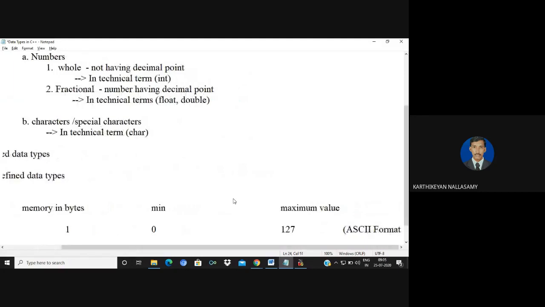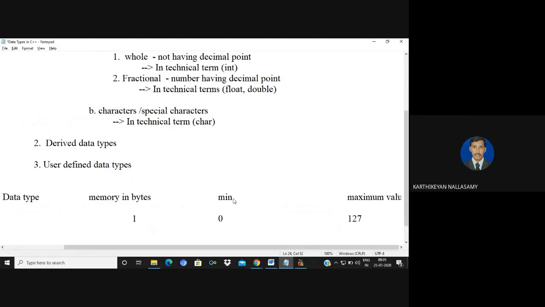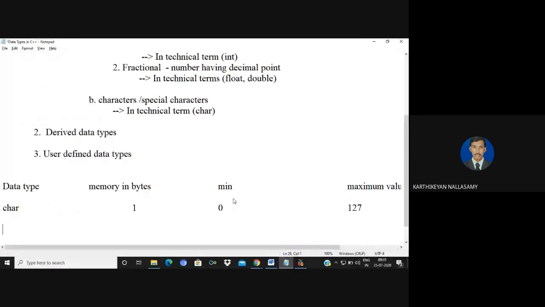There are 127 combinations, but normally it is 8 bits, where the MSB represents the sign bit. For 0 to 127 combinations, there are a total of 128 entries in the ASCII table. So the character range always varies from 0 to 127. If a value is not in the ASCII table, it will have a garbage value.